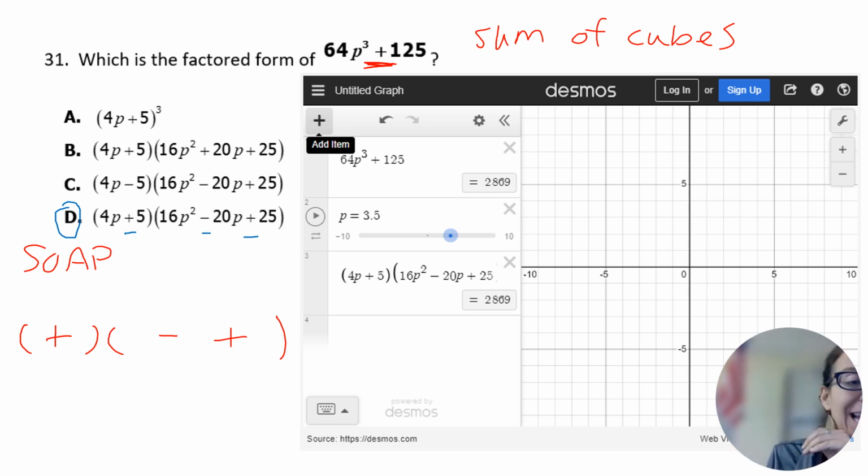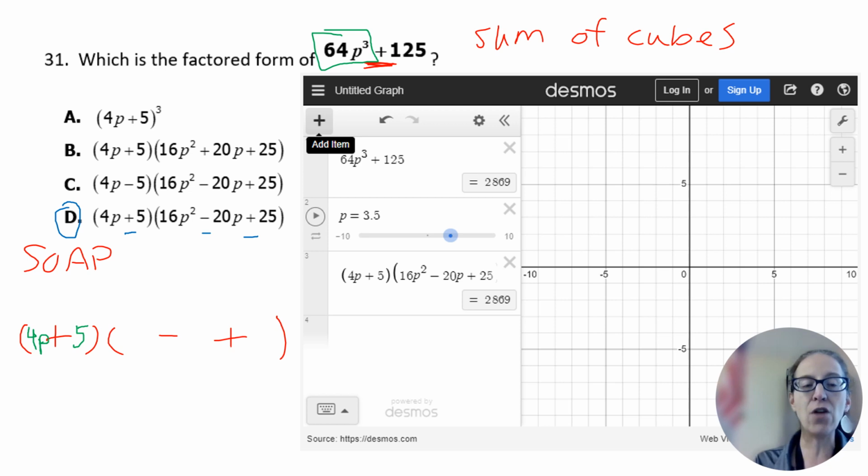Now, to fill in those blanks, what you do is you actually take the cube root. Okay, and you ask yourself, what cubed gives me 64? Well, that is 4, and that goes in the first spot. What cubed gives me p to the third? That would be p. And what cubed gives me 125? That would be 5. And there's your 4p plus 5.